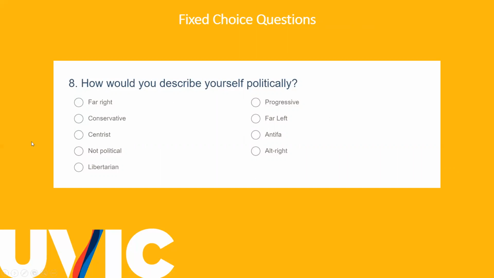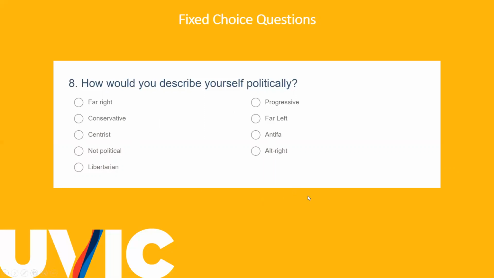This is an example I just pulled from a survey I found online. But people might identify as far right. They might identify also as conservative. People might also be centrist, non-political might be the same, maybe libertarian. So people might have different combinations of these. So fixed choice isn't always ideal. It's really good for when you just want them to be able to select one option and only one option. And that's what a fixed choice is. Their choice is fixed. They get one option to select.